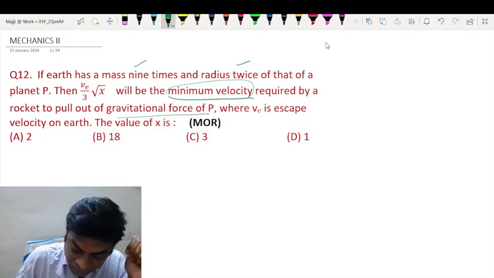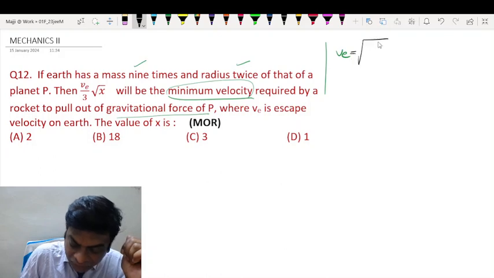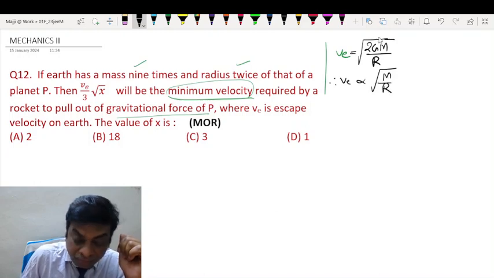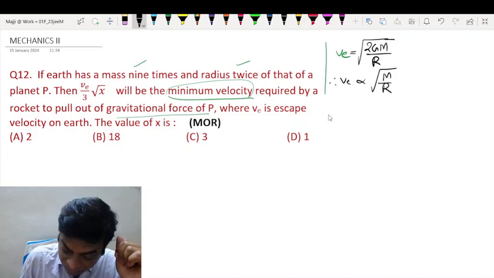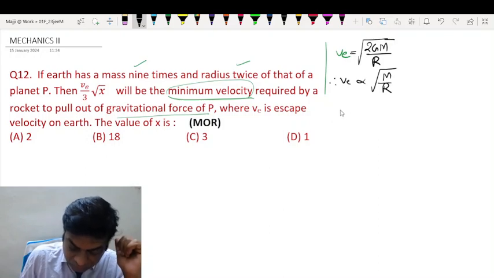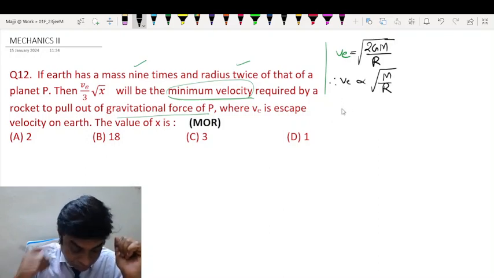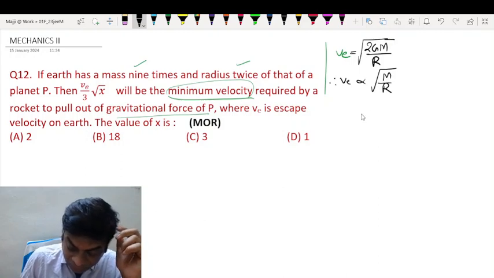So simply we can start. This is a simple question. Now, escape velocity, as you know, for a planet is this. This is the escape velocity for a planet. And as you can see, escape velocity is proportional to under root M by R, because 2 and G are constants. So let us find the factor of change for the planet.